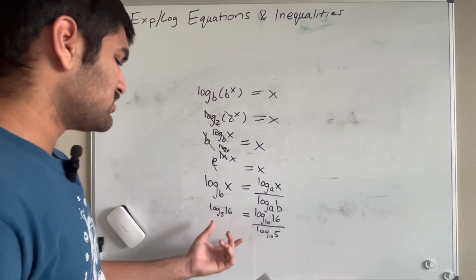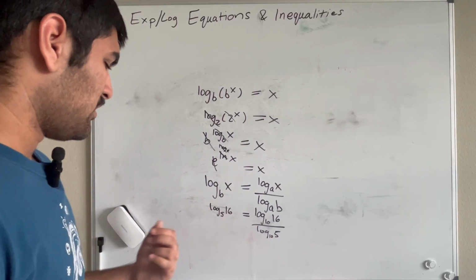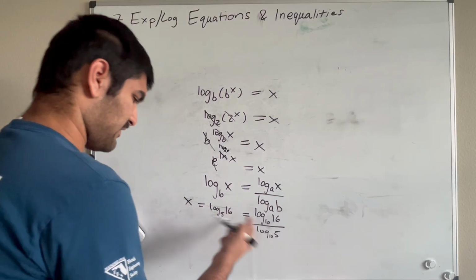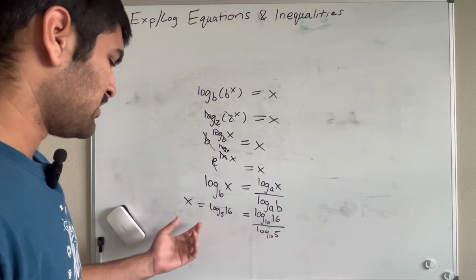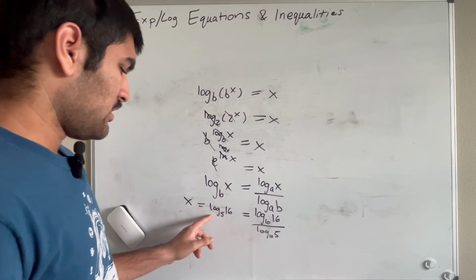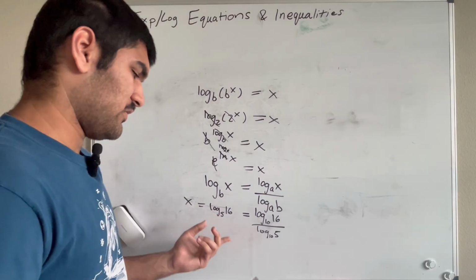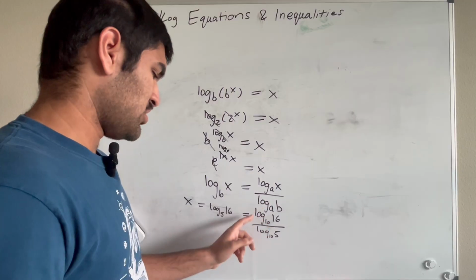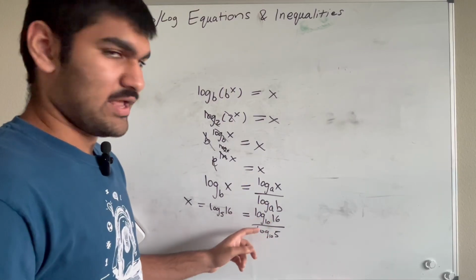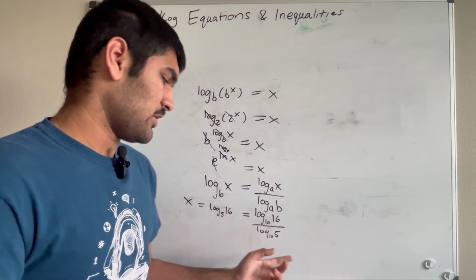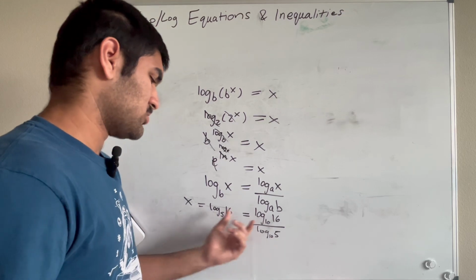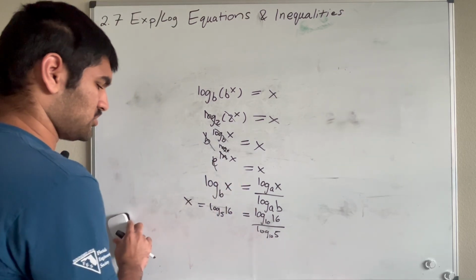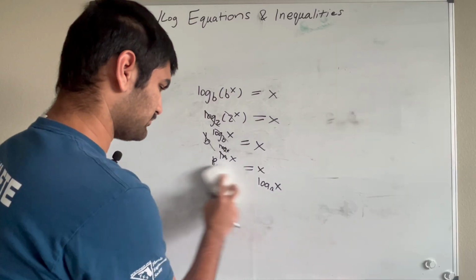And the second reason this is so useful is if, for example, you got that x is equal to log base 5 of 16 and you want to approximate it, put it into a calculator, there's no button on your calculator for log base 5. But if you convert it using the change of base formula to log base 10 or ln, those buttons are on your calculator, and that makes it easier to put this whole expression into your calculator. Those are the two main reasons why this change of base formula is so powerful.